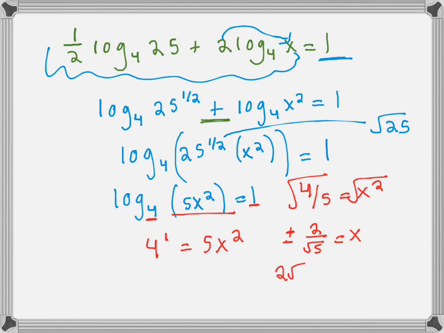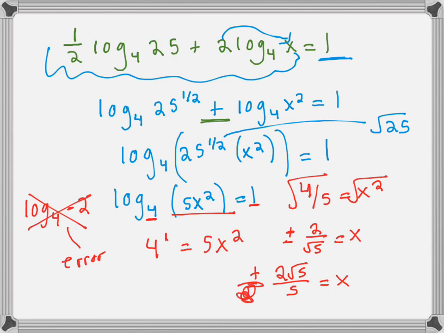Now if we rationalize, we get plus or minus 2 root 5 over 5 equals x. However, you can never have a negative log. So if you have like log base 4 of negative 2, that's going to give you an error in the calculator. So you're not allowed to have that because you can't raise 4 to anything and get a negative. It's just not possible. And so the only answer that's going to work is 2 root 5 over 5, just positive.